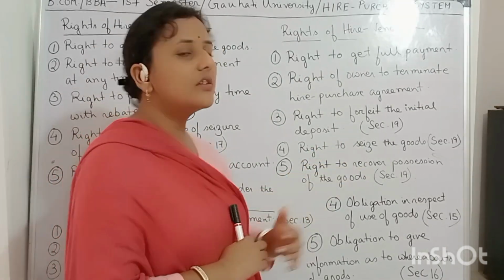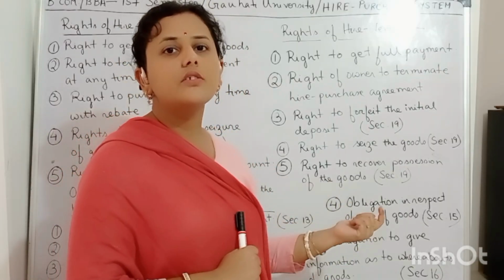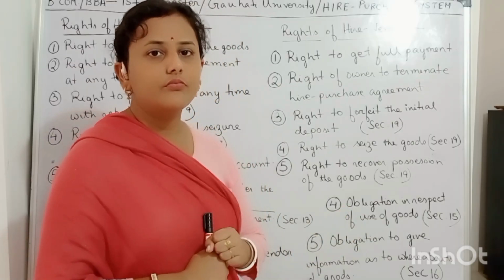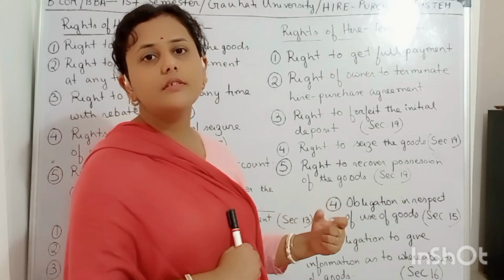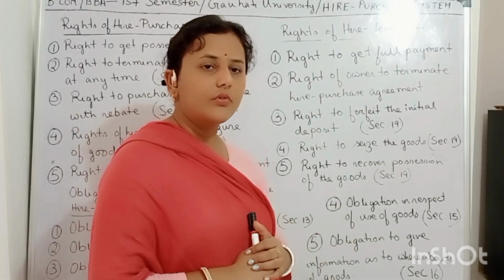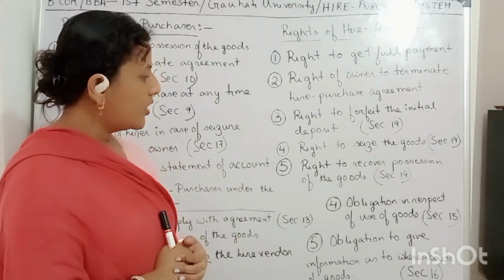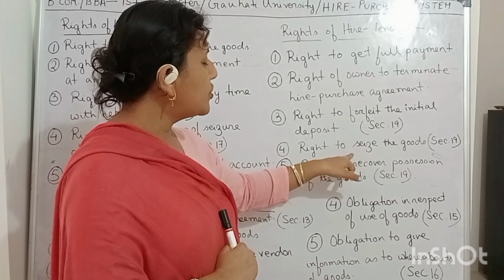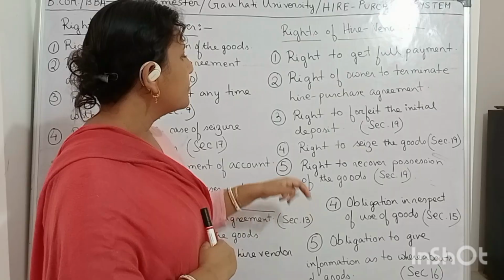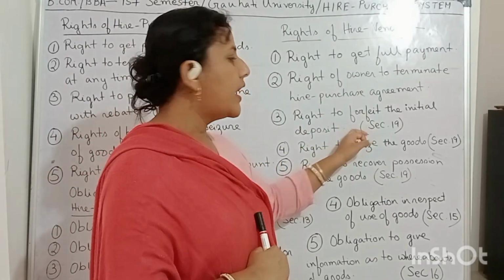Then right to seize the goods. The hire vendor has the right to enter the premises of the hire purchaser and seize the goods, take back the goods. That is seizure of the goods. This is mentioned under section 19 of the Hire Purchase Act, and point number 3 is also under section 19 of the Hire Purchase Act.